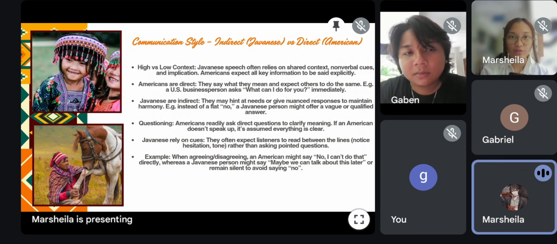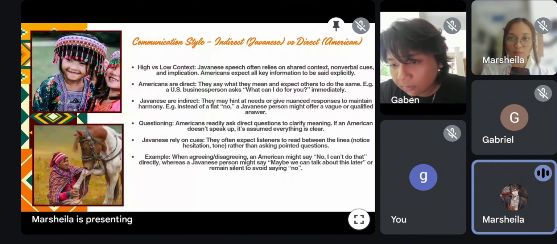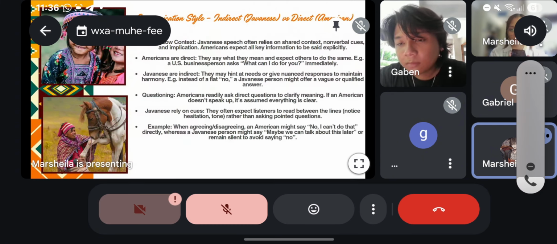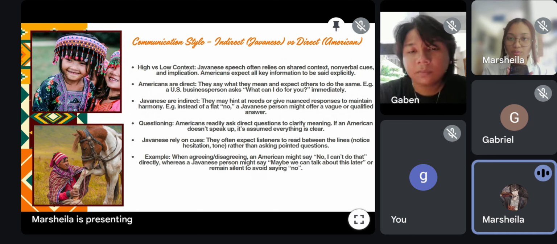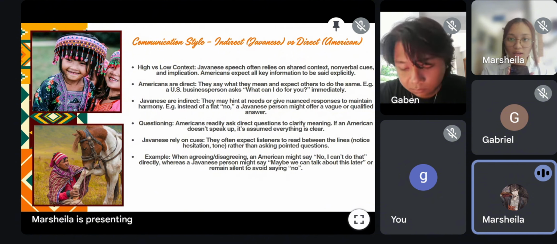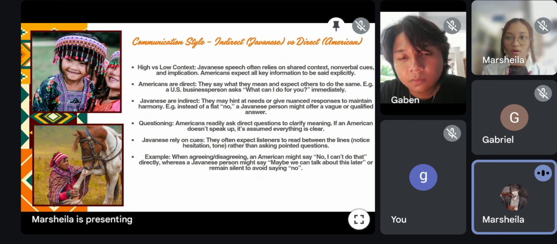Okay, so next is the communication style: indirect for Javanese and direct for American. With high and low context, Javanese speech often relies on shared context, nonverbal cues, and implication. Americans expect all key information to be said explicitly. Americans are direct. They say what they mean and expect others to do the same. For example, in the US, a businessperson asks, "What can I do for you immediately?" Javanese are indirect. They may hint at needs or give nuanced responses to maintain harmony. For example, instead of a flat no, a Javanese person might offer a vague or qualified answer.